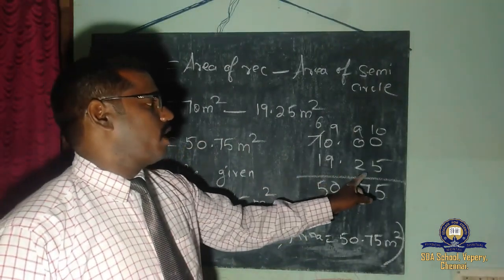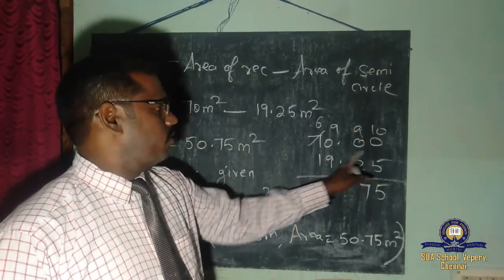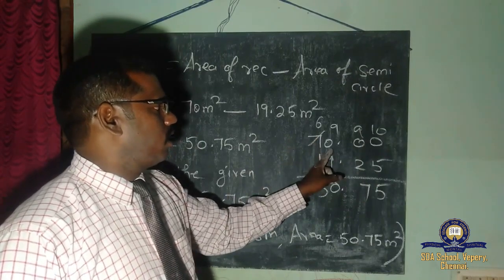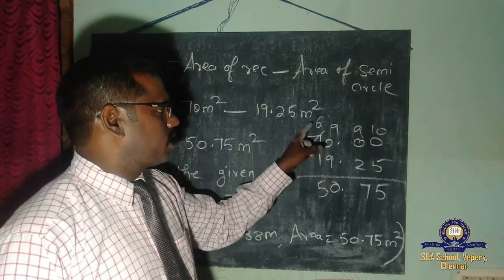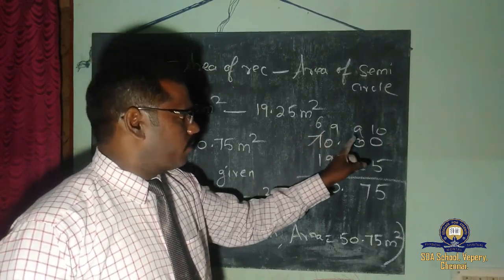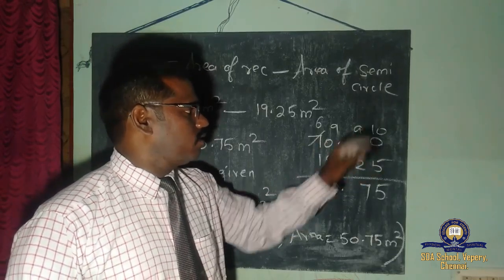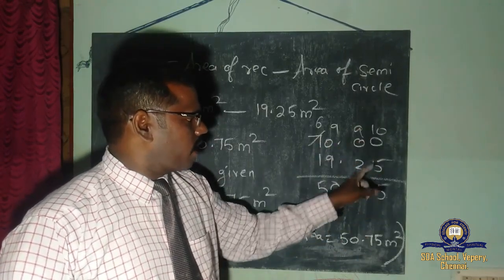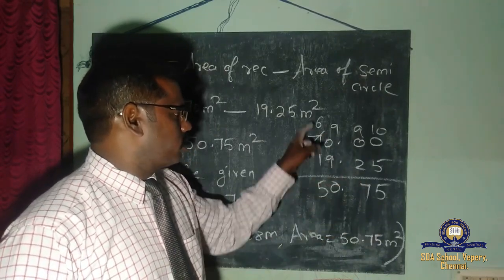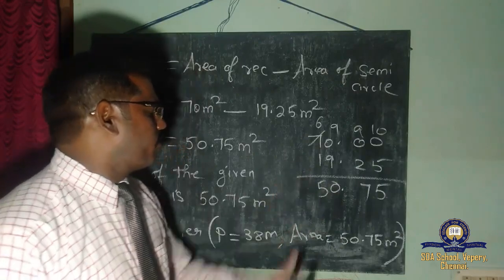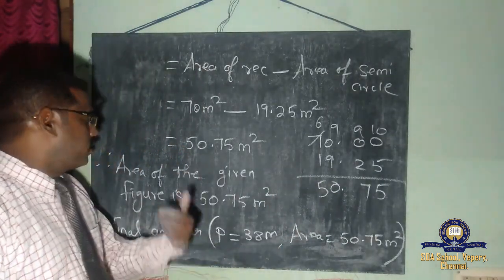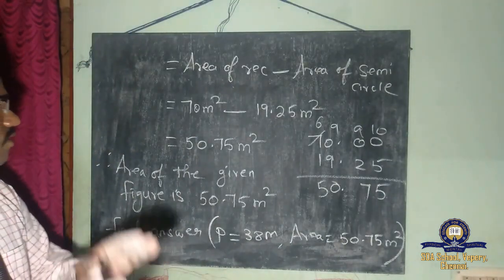here is the decimal, so we have to put another 0. Then we have to borrow, here is 7. So when you borrow 1, it will become 10. After that it will become 6, it will become 9, isn't it? From here when you borrow, it will become 9. From here when you borrow, it will become 9. So at last 10 will be there. 10 minus 5, 5. 9 minus 2, 7. 9 minus 9, 0. 6 minus 1, 5. So 50.75 meters square. This is the area of the given figure.